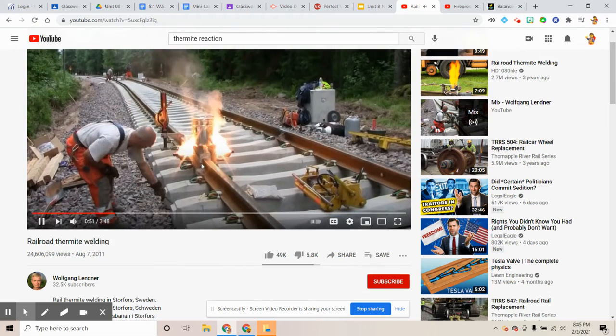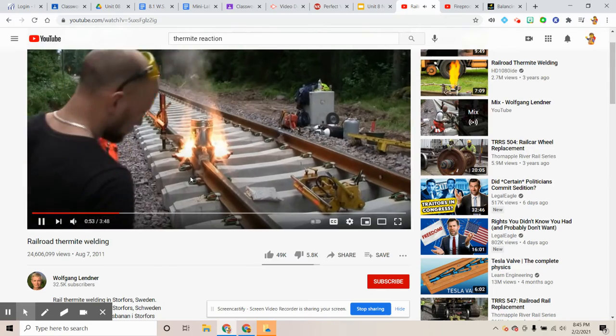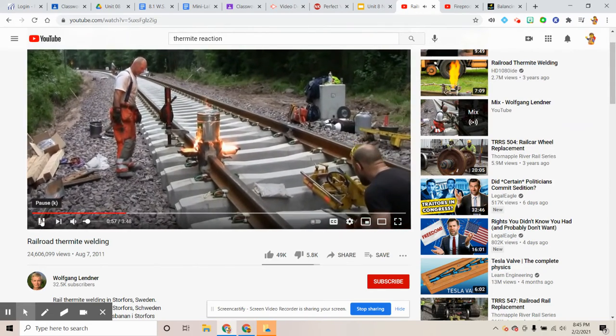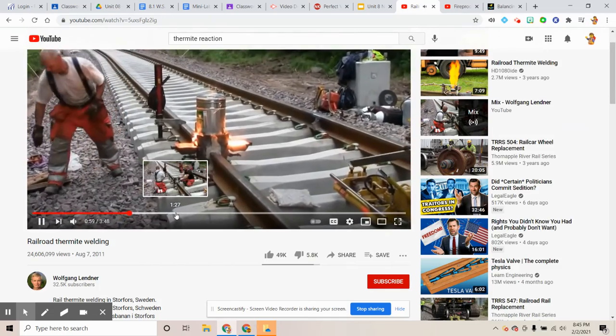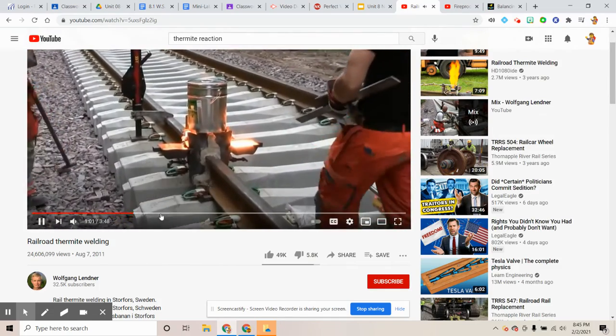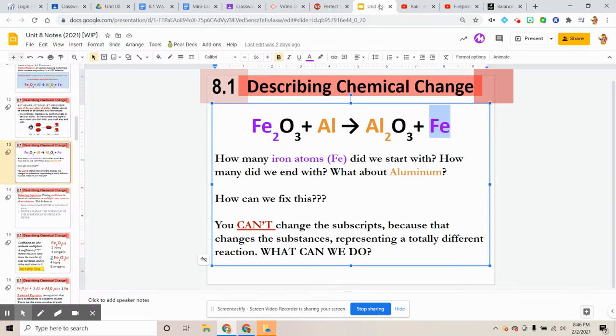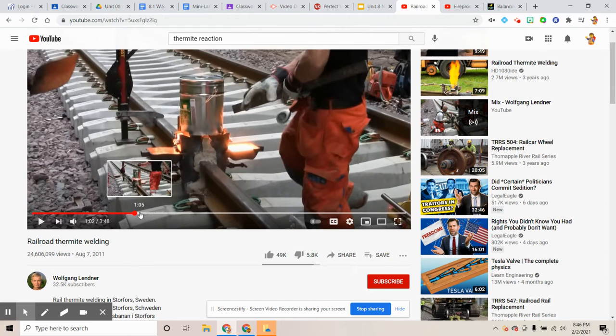Now, this is a job that happens to pay particularly well because it's very dangerous work that involves very dangerous chemistry. So if this is something you wanted to do, you'd have to know chemistry and you'd have to know how much iron and how much of the iron oxide and how much aluminum you'd have to combine together.